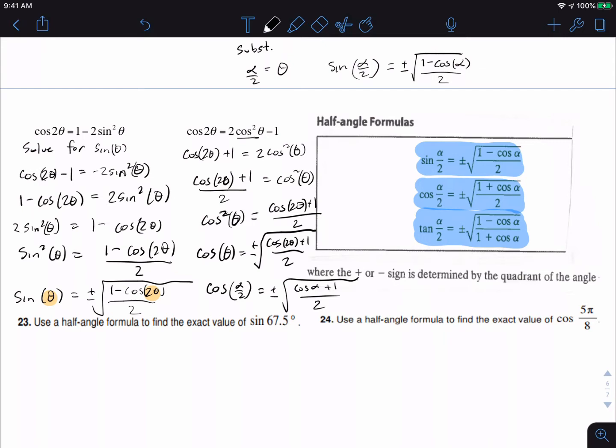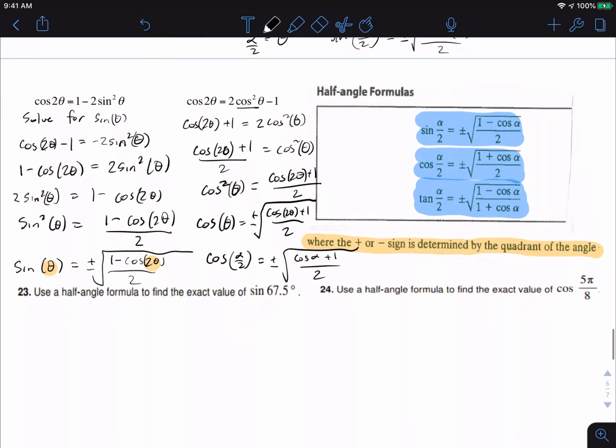Now, one of the important things that you need to know is this. What sign you have, whether it's a plus or a minus, is going to be determined by what quadrant you're in. So let me do some examples to explain that to you so that you guys can benefit from this. Let's do an example real quick with these.